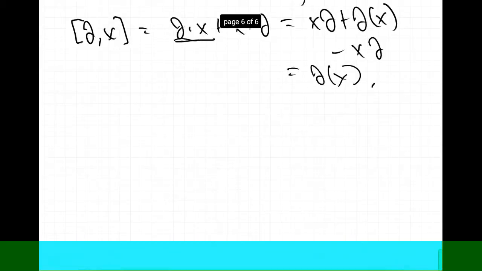Okay, so that being said, I'm now going to prove the linearity for the P-curvature.